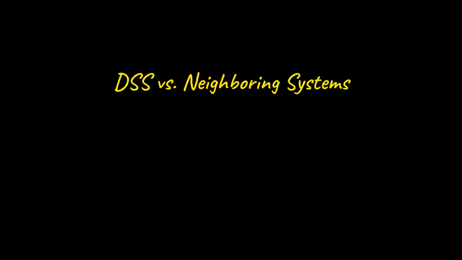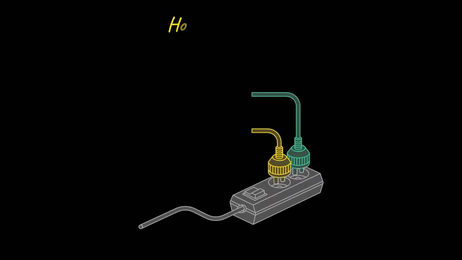To understand what a DSS does, contrast it with its neighbors. A transaction processing system logs daily business events. A management information system summarizes past results into recurring reports. A decision support system is forward-looking. It models hypothetical situations to support a specific decision.